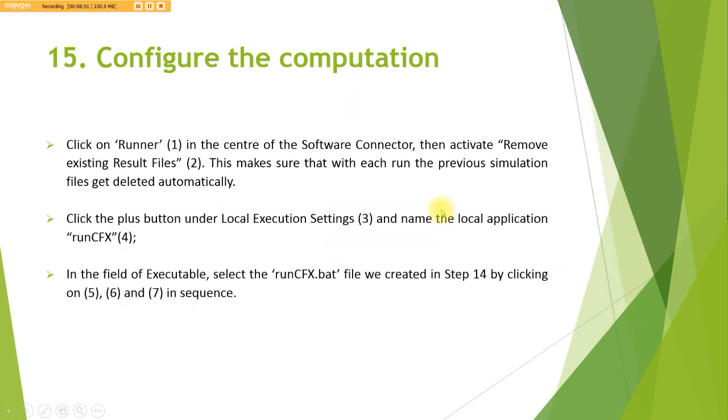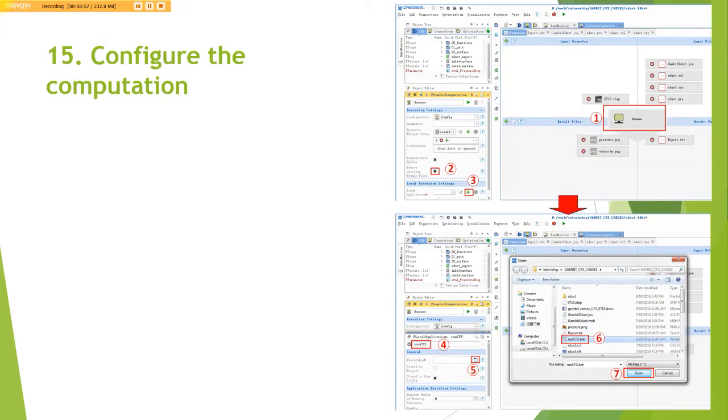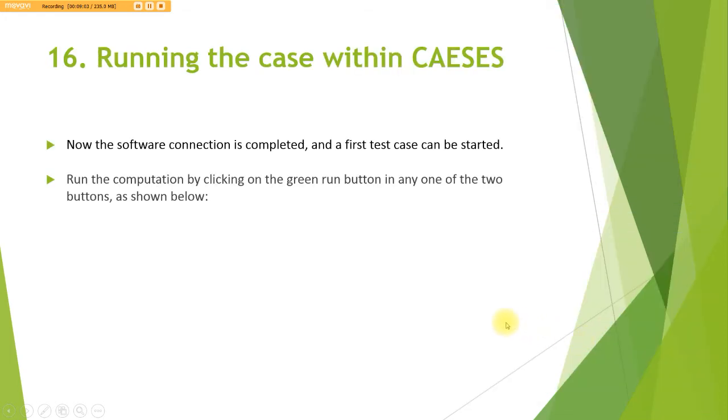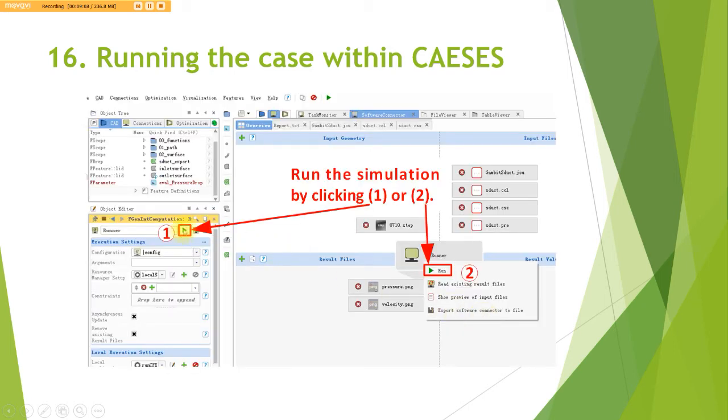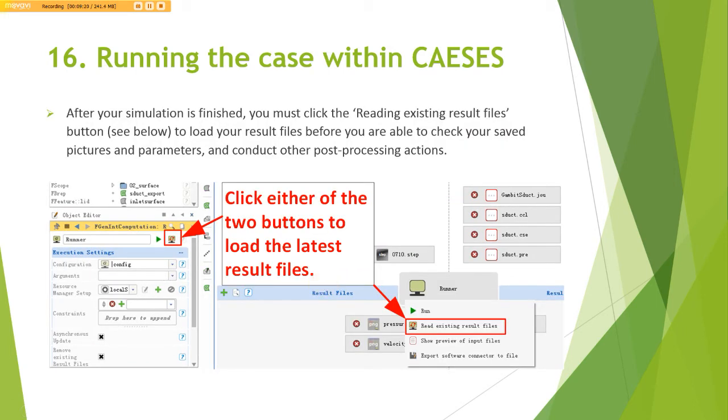It should be run in the middle of the cases window, and this is the runner, by the way. You click and then select this file and run. It will be running many cases. Once this button is clicked, or this button is clicked, it will run all the commands written in the run cfx.bat file. You can refresh. Either of the two buttons can be used to load the results file. So if you click here, you will get results.